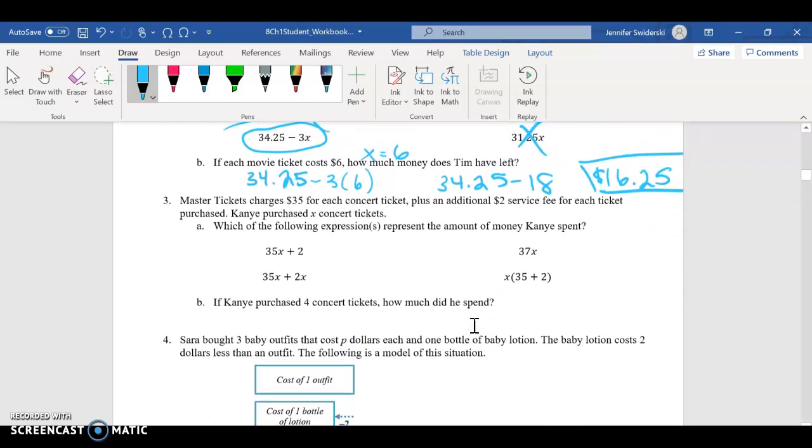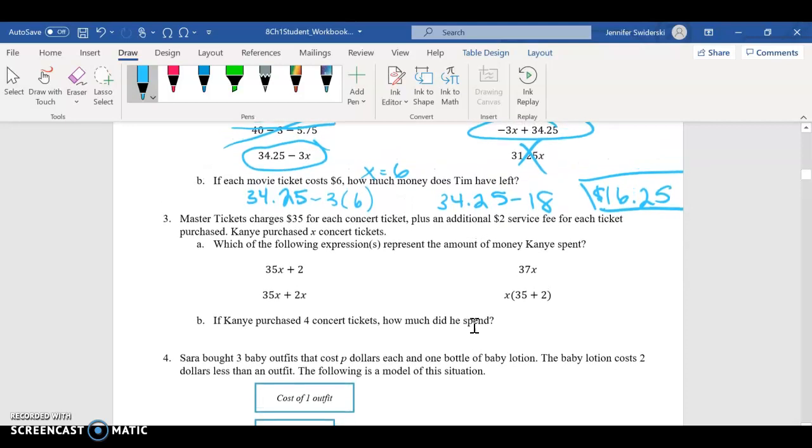All right, so there's number 2. Let's go ahead and try number 3. Master Tickets is charging $35 for each concert ticket plus a $2 service fee for each ticket purchased. Kanye purchased x tickets. Which of the following represents the amount of money he spent? So let's just draw a situation to the side. Here's Kanye's ticket. His ticket was $35, right? Plus each ticket has a $2 fee. Okay, so how much money would he spend there? Yeah, $37, right? What if he bought 2 tickets?